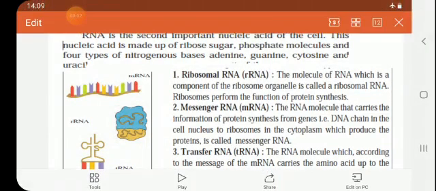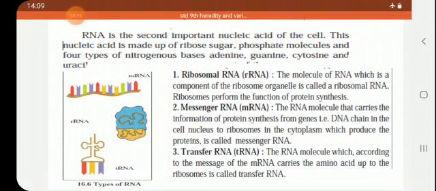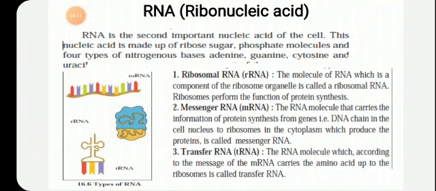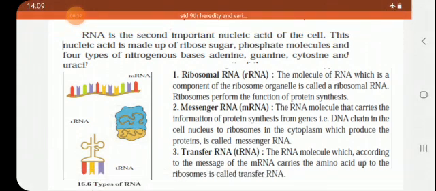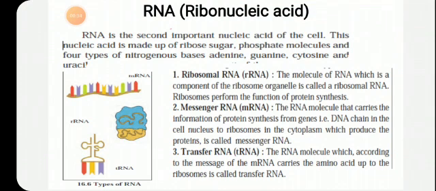Children, RNA shows a little bit of difference from DNA. RNA is a ribonucleic acid. It is one of the important nucleic acids of the cell. This nucleic acid is made up of ribose sugar, phosphate molecule, and 4 types of nitrogenous bases, just like DNA. But here in the nitrogenous bases, you find a little difference.